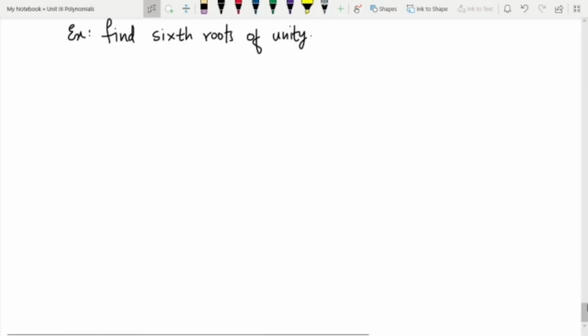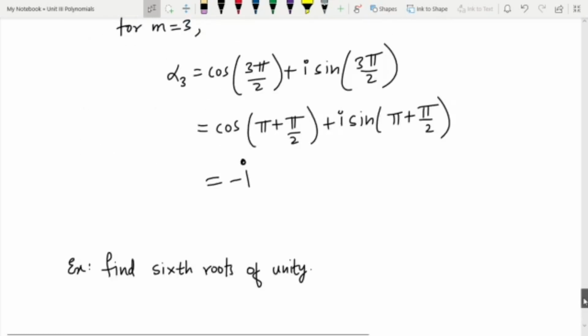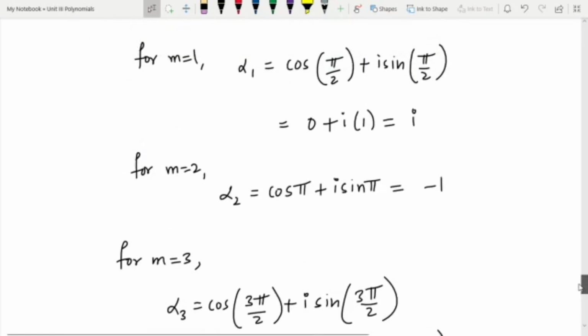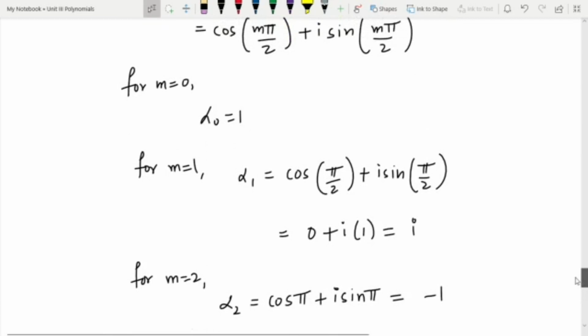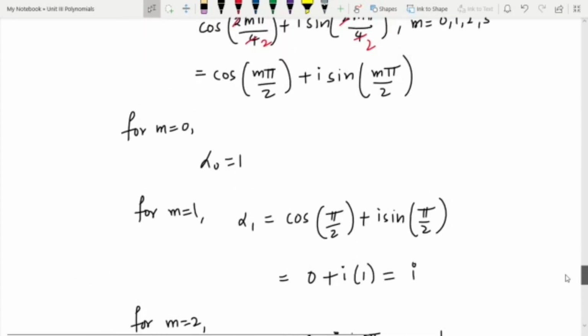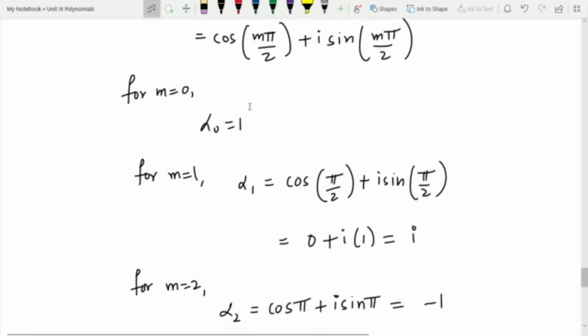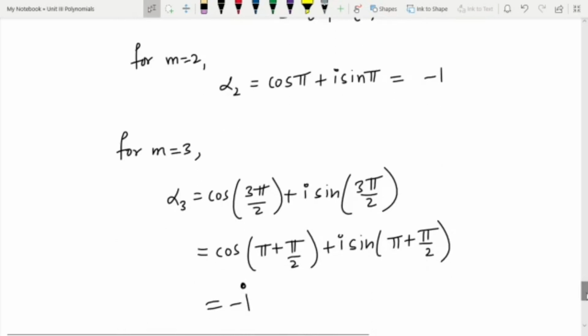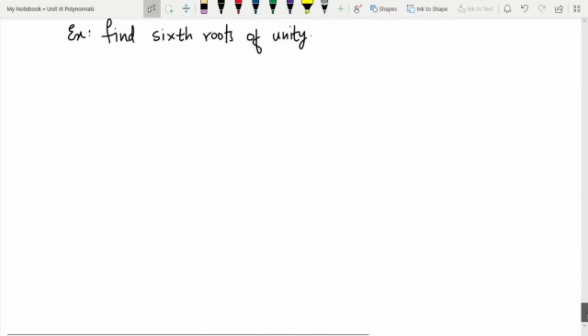So these are the fourth roots of unity, and you can see that the sum of these roots is going to be 0, because 1 and minus 1 will get cancelled out, and i and minus i will get cancelled out, and you will see that the sum is 0. Now the sixth roots of unity I leave it to you. This is for homework.